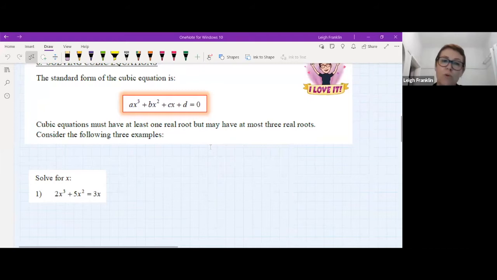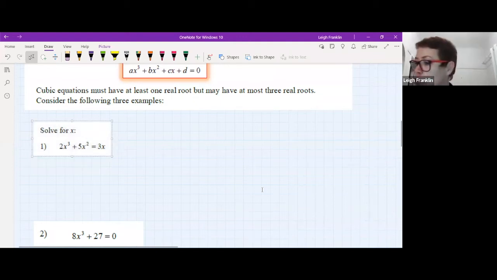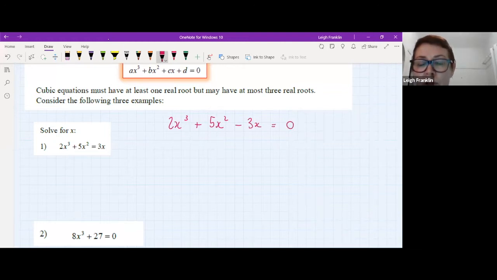Okay, so just like with a quadratic equation, remember we had to get everything over to one side equal to 0. It's the same with this. So our first step over here for question number 1 is to do what with it? We need to get it into, what's it called? Standard form. Okay, so that means we've got to put everything together on one side of the equal sign. So that means we've got 2x cubed plus 5x squared minus 3x equals 0.